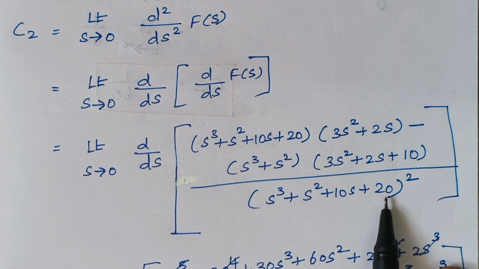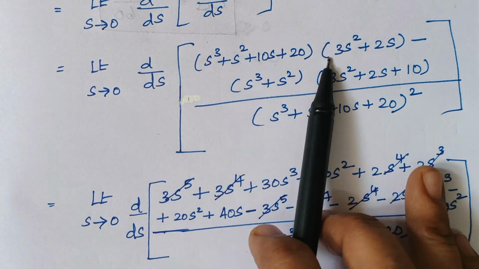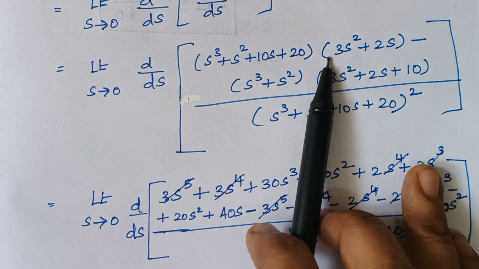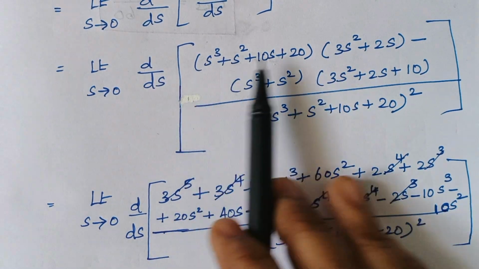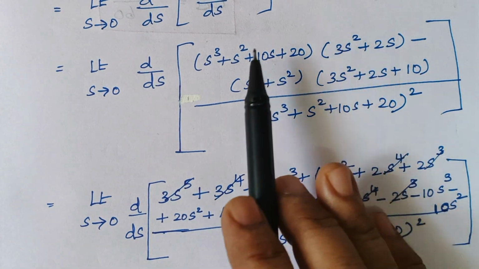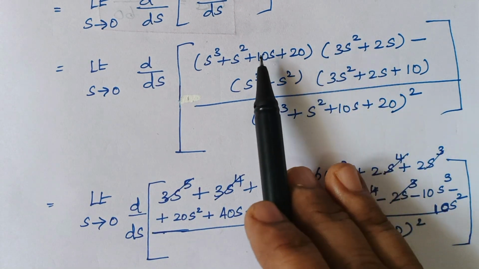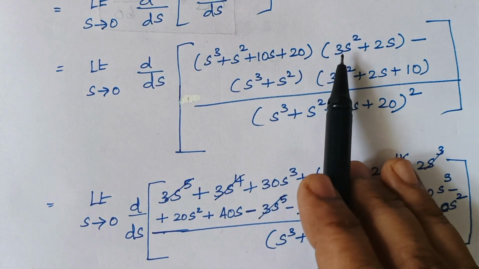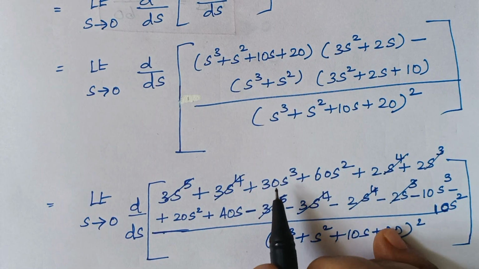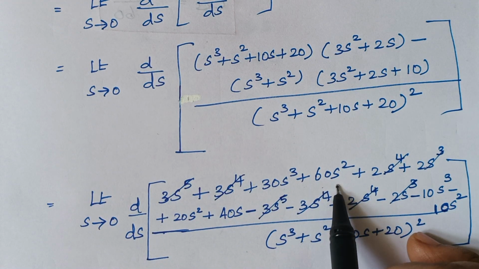Now again we need to differentiate this term and equate s terms to 0. The first thing is initially I am going to multiply these terms and make the terms simple. So when you multiply, s cube into 3s square becomes 3s power 5, plus again 3s square into s square becomes 3s power 4, and 3s square into 10s becomes 30s cube, and s square into s becomes s cube. So 30s cube plus 20 into 3s square becomes 60s square.